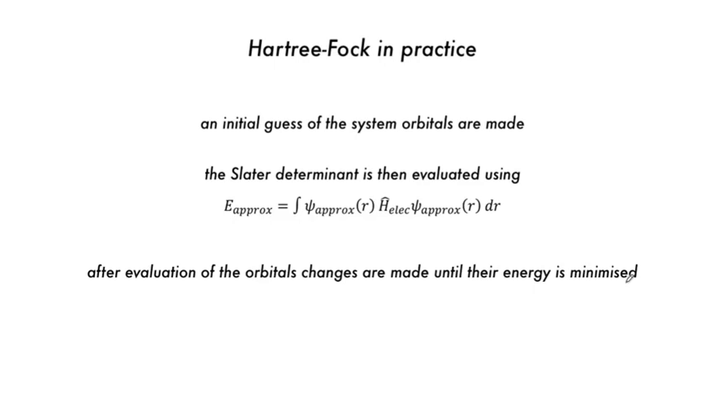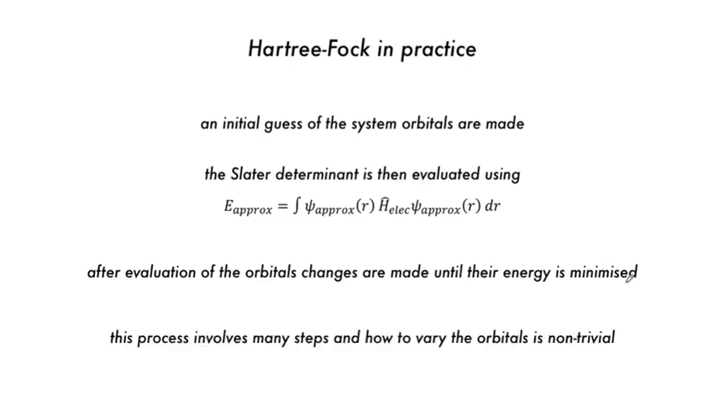Then we say, okay, this system has been solved. Now is the time to try and calculate the other properties like the UV-Vis spectrum, the FTIR spectrum, maybe heats of formation, and so on. But this process involves probably too many steps, and how to vary the orbitals is non-trivial. So how do we change those wave functions? How does that happen? What is the process which governs that? It's not an easy problem to solve.